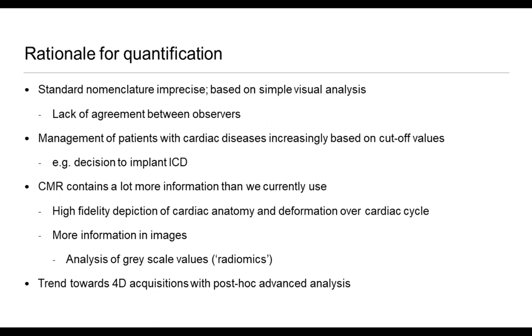The second point here is that there's more information than we're currently extracting as human observers. An example of this is the analysis of grayscale values, also sometimes called radiomics. This is advanced analysis of grayscale values in the images where quantitative parameters can be extracted that can be very helpful in clinical practice, which I'll show you later in the presentation.